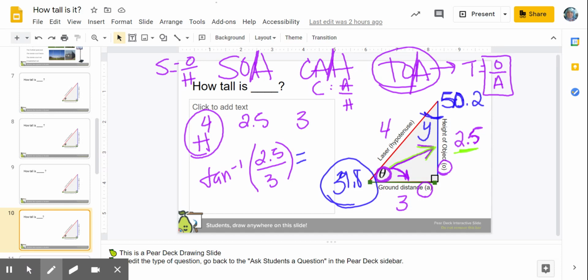Okay. How are we feeling about sine, cosine, and tangent? Can we find angles? I feel like it's easy. Okay. How about everybody else?